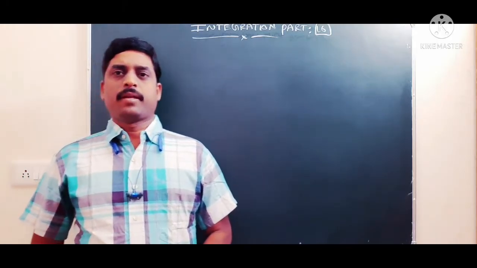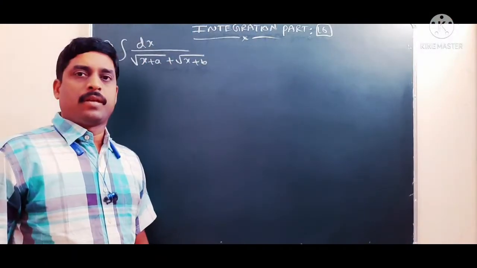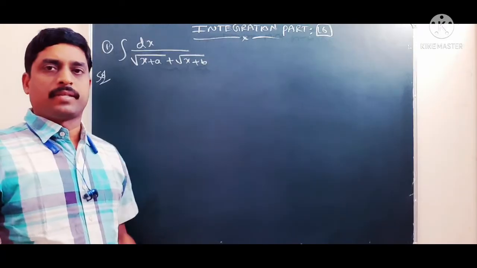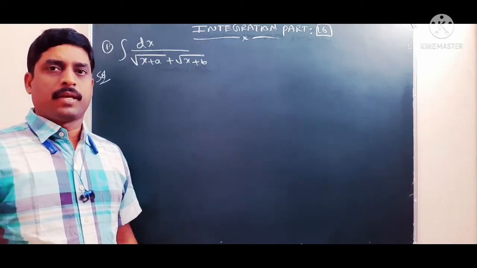Today I would like to explain integration part 16. So now, explain question number 1: integral dx by root x plus a plus root x plus b. For this type of problem, we use rationalization.